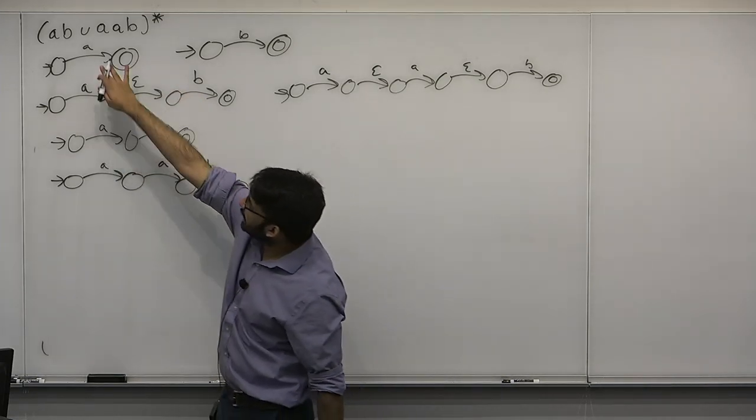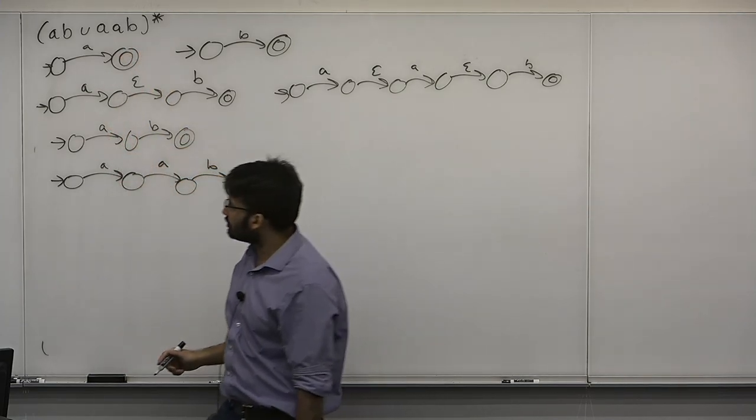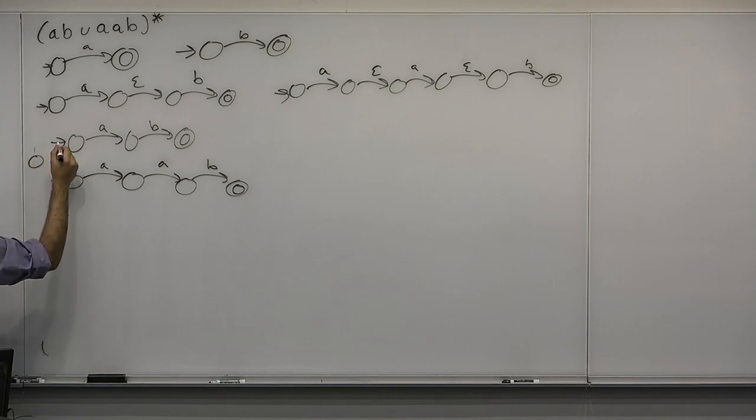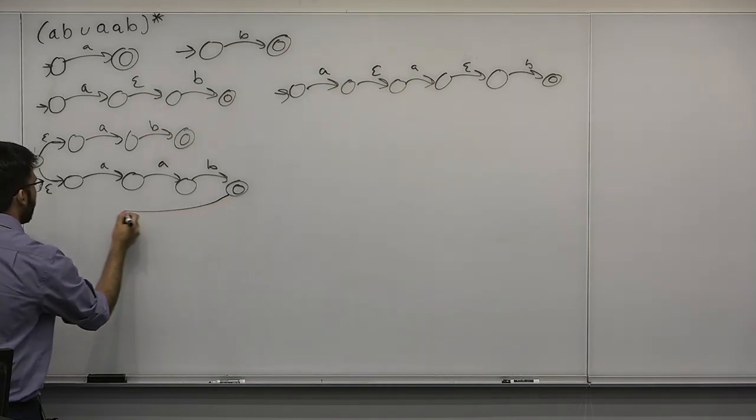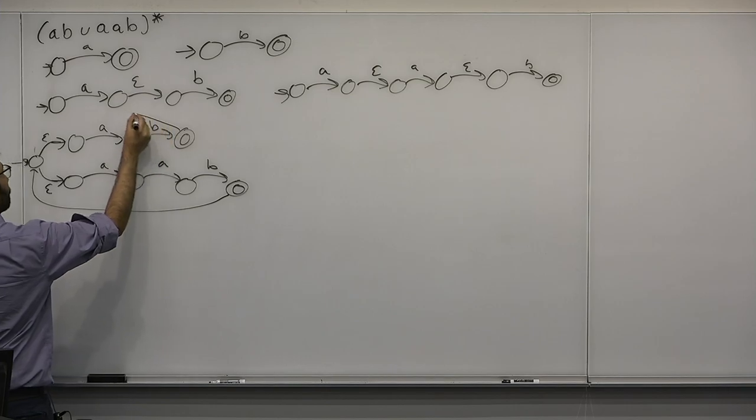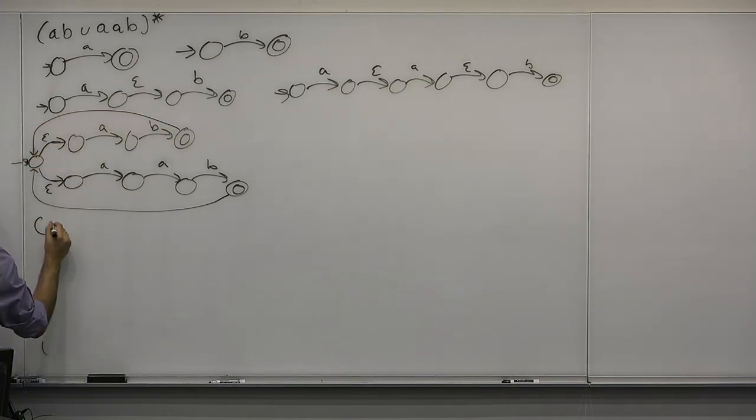Now, we've done AB, we've done AAB. We now want to do the union of those. So it's quite literally going to just be adding a new state. And now this is the start state. Okay. Now we need to do zero or more copies of it. So we've done AB union AAB, and now we want to do AB union AAB star. So following our star algorithm, we're just going to take the epsilon transitions exactly as we say. This is no longer a start state. This is now the start and accepting state, and this is going to be an epsilon transition.